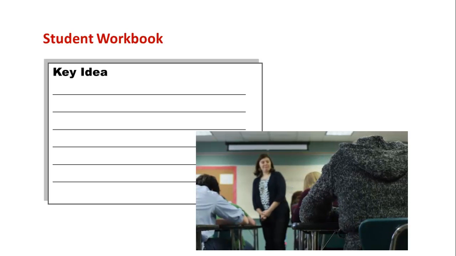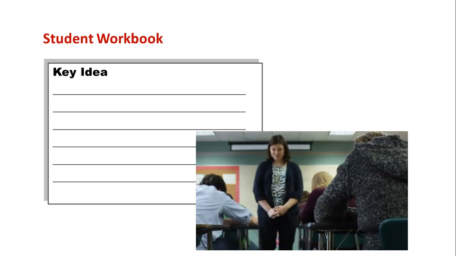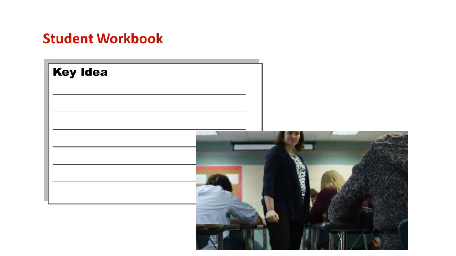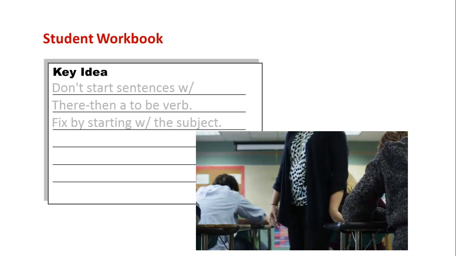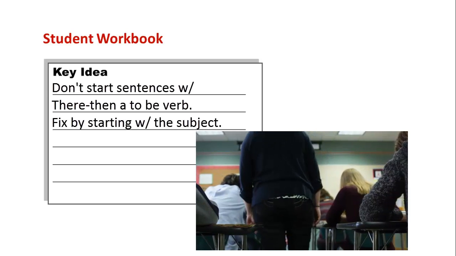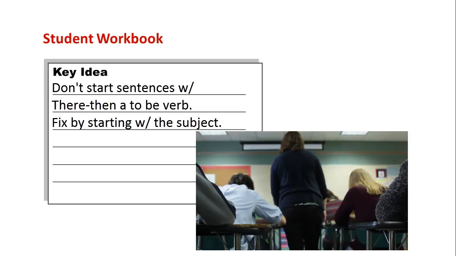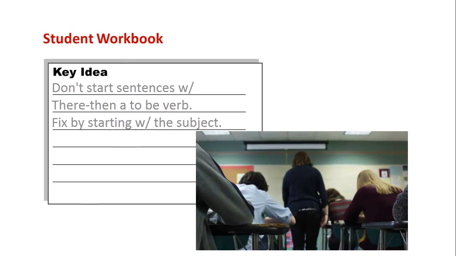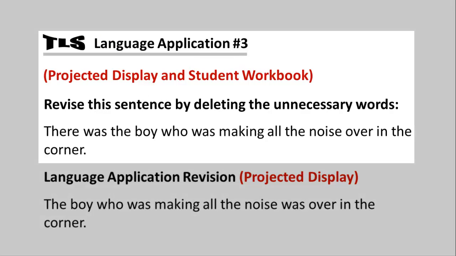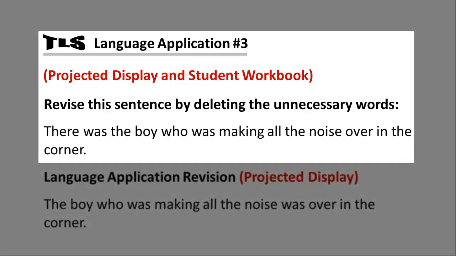Next, tell students to summarize the key idea of the language application task on the lines provided in the second column. Allow time for students to summarize the key idea. For example, students may say, don't start sentences with there, then a to be verb. Fix by starting with the subject. Afterwards, read the revision task and clarify directions as needed.